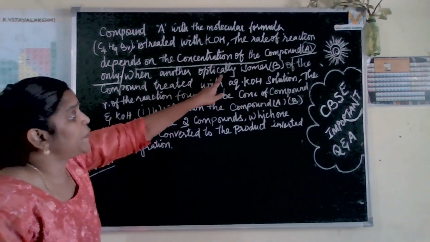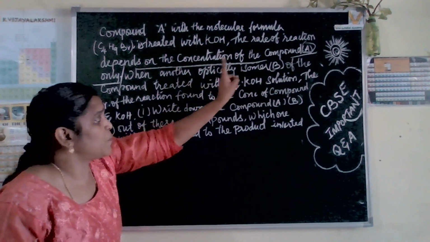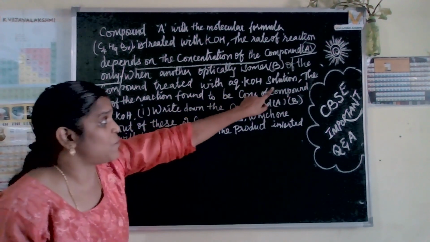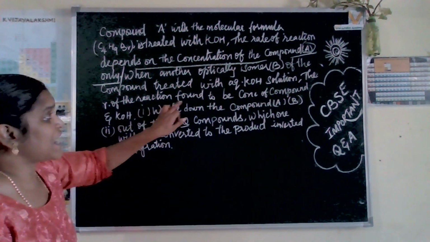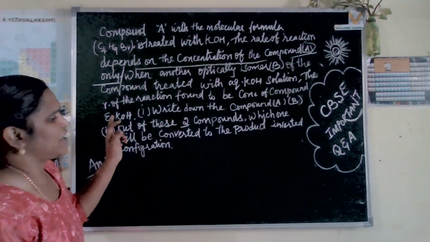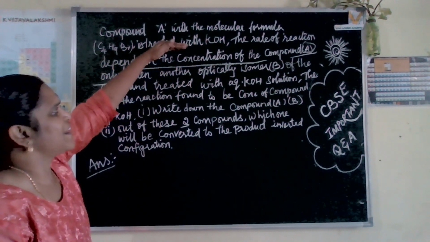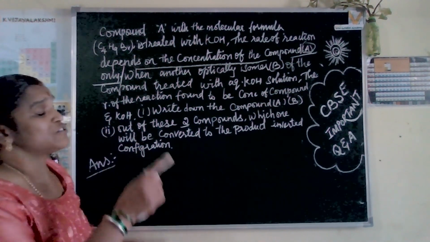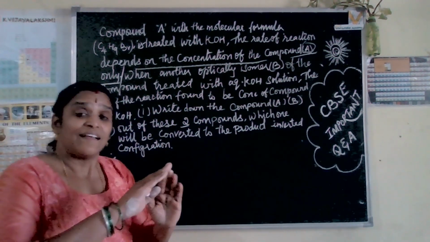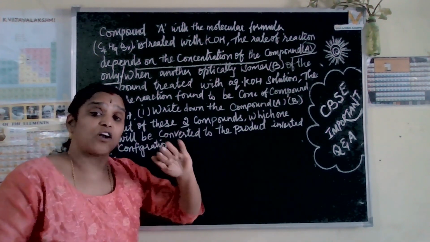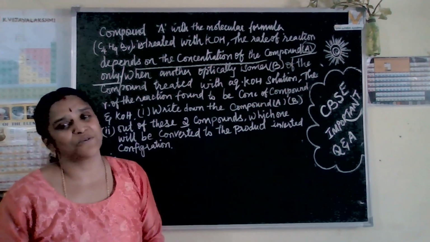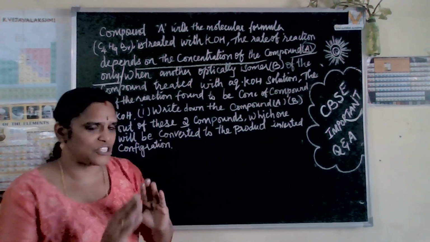When another optically active isomer B of the compound is treated with aqueous KOH solution, the rate of the reaction is found to depend on the concentration of the compound and KOH. So first, the rate of the reaction depends on the concentration of the compound only. The second point: the rate of the reaction depends on the compound as well as the nucleophile. From that we can identify that they are asking about SN1 and SN2. Such kinds of questions you will get.